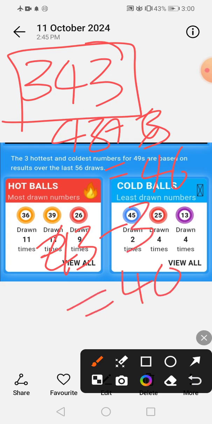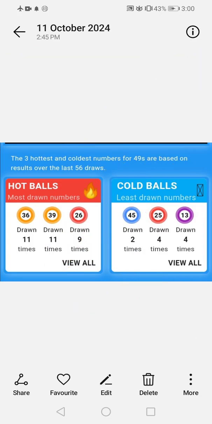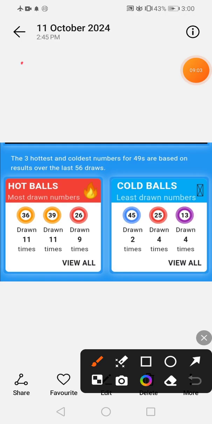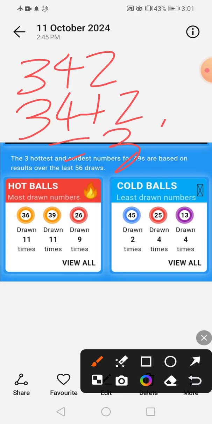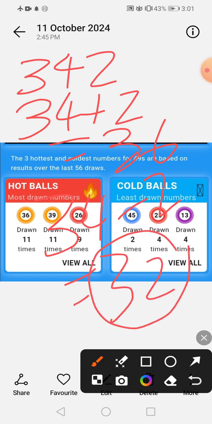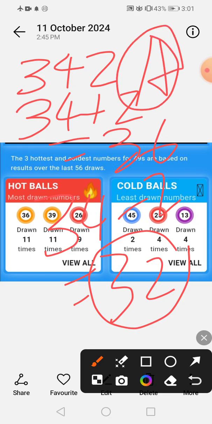Then 34, you see, 34, 2. 3, 4 plus 2 equals a 36. 34 minus 2 equals a 32. Can you see that? Can you see what I'm seeing there? So this one was a code A. I know it's a long video, but you guys have to understand it.